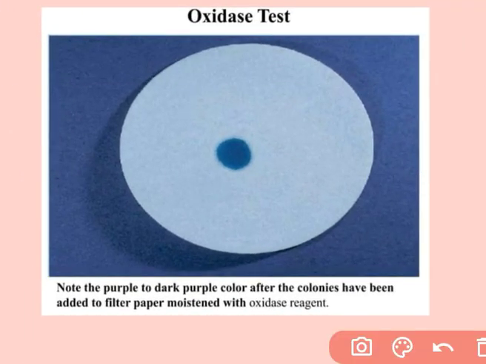So here in this image, after rubbing one colony on oxidase dye paper, purple color formed. So the organism is oxidase positive. It produces an enzyme cytochrome oxidase.